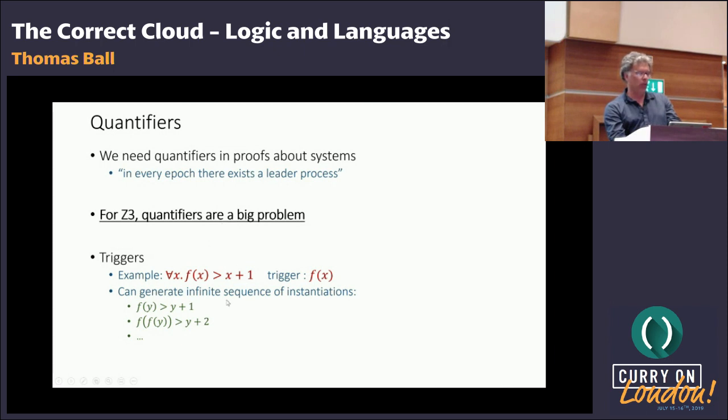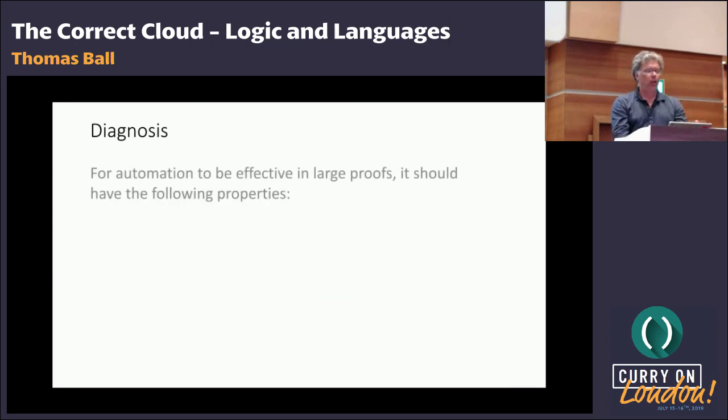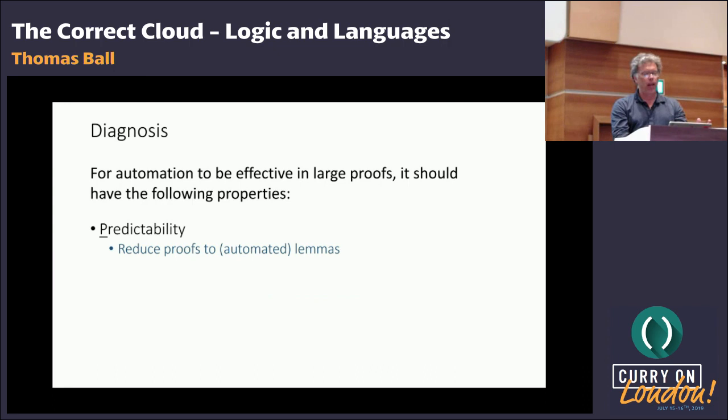So here's a small example. For all x, f of x is greater than x plus 1, where you trigger on f of x. Well, when you instantiate this, you can generate an infinite sequence of instantiations, as shown below. And so if you're not programming with SMT carefully, your theorem prover goes and you get a space out or timeout. And getting the interactions of these triggers with your proof is very delicate. So what Ken has thought about deeply over the last few years is how to really structure programs so that proving becomes more predictable, more stable, and transparent.